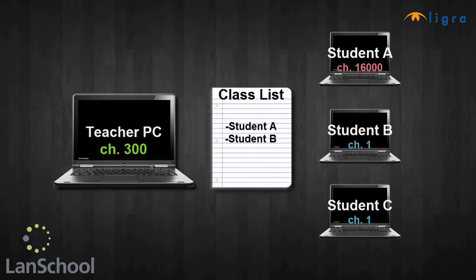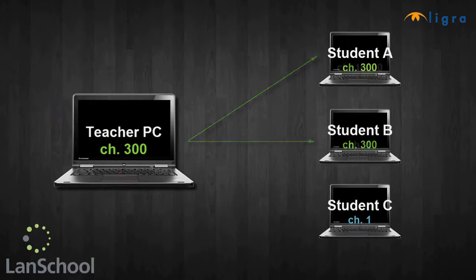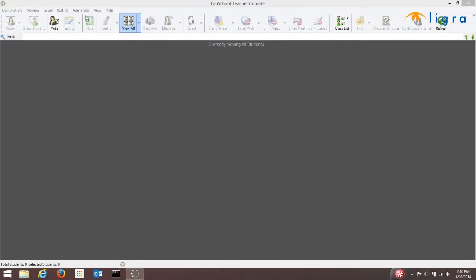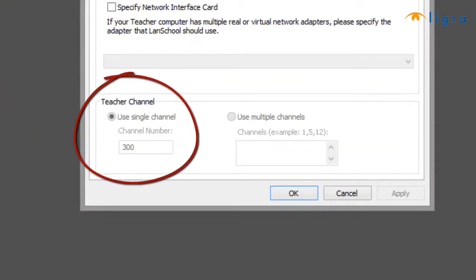A class list contains a list of either student usernames or student computer names. When a teacher loads this list, those student devices will be temporarily set to match the teacher's channel, allowing the teacher to see and manage them from within the teacher console. When the teacher dismisses the class, those student devices will change back to the channel they were on previously. In this example, the teacher's computer is set to channel 300. Since there aren't any other student computers on that channel, the teacher console is blank.